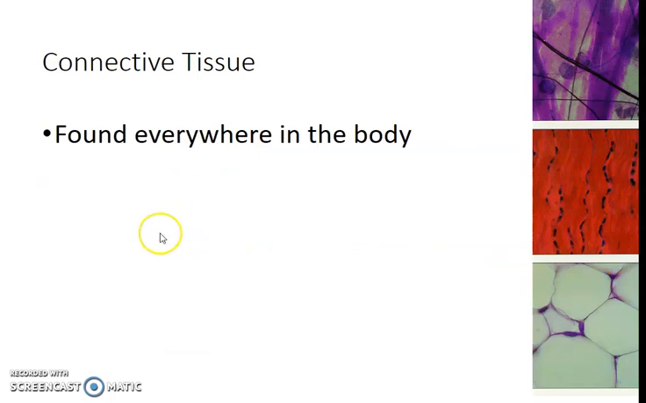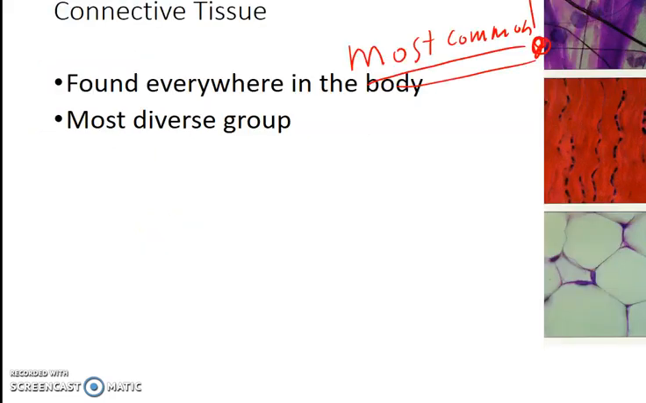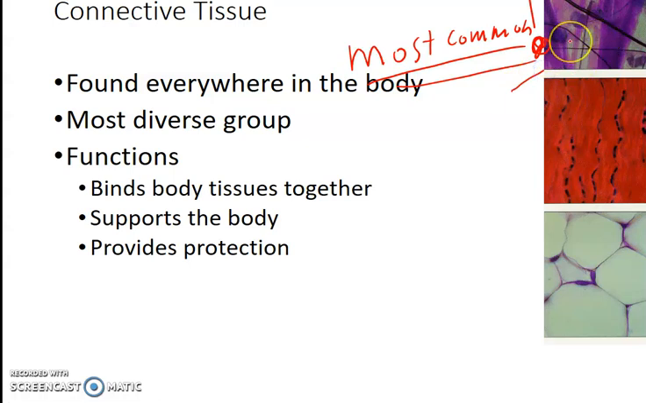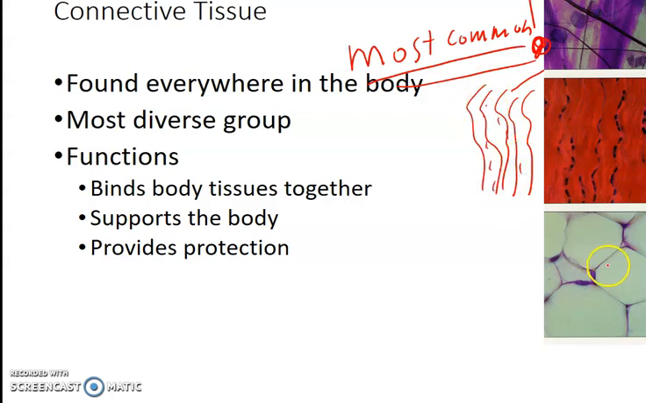So connective tissue. It's found everywhere in the body. It is the most common type of tissue. It's also the most diverse group. Up here, we have areolar connective tissue that has all this space and gaps. This is dense regular connective tissue. I almost drew red on red, I'm sorry. That has these fibers that are densely packed. We have adipose connective tissue that has the nucleus there, then this inclusion of a lipid droplet.